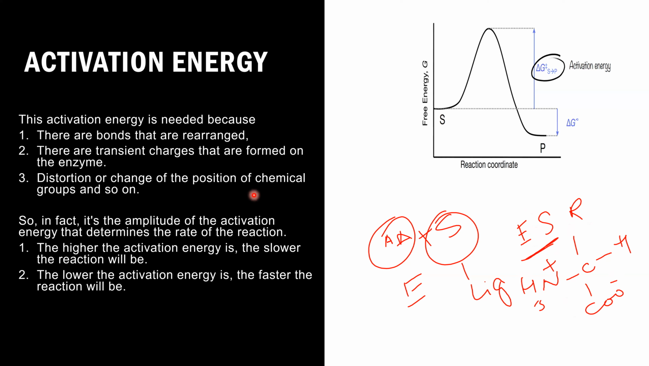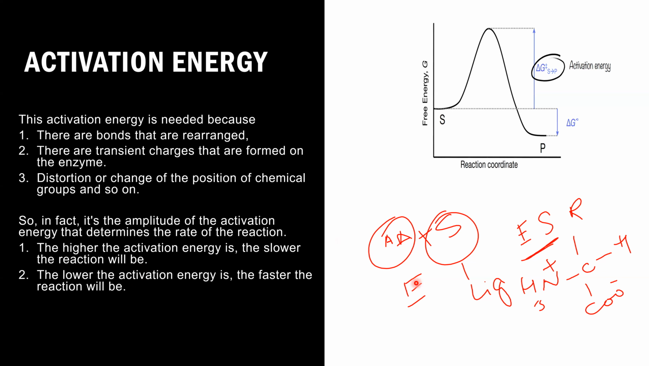So these transient charges will be formed on the enzyme, along with distortion or change of the position of a chemical group, and so on. And a spatial rearrangement, if it is around a sigma bond, it has to change its conformation, certain groups to the backside or front side, to be adaptable towards the substrate and the active site of the enzyme, right? So in fact, the amplitude of the activation energy determines the rate of the reaction. The higher the activation energy is, the slower the reaction will be. The lower the activation energy is, the faster the reaction will be.